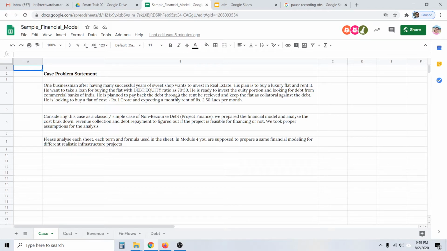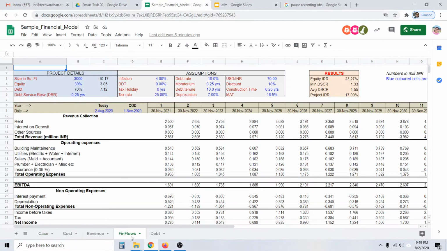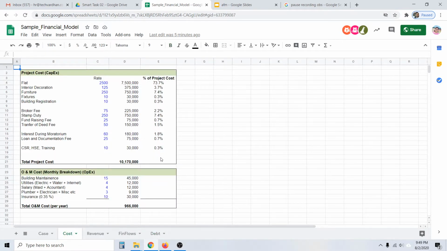Usually the financial model can have a lot of sheets, not only cost and revenue, but also fin flow. Fin flow sheets means cash flow sheets, financial flow sheets, whatever you want to call them, and the debt repayment sheet. So let's talk about the cost sheet.